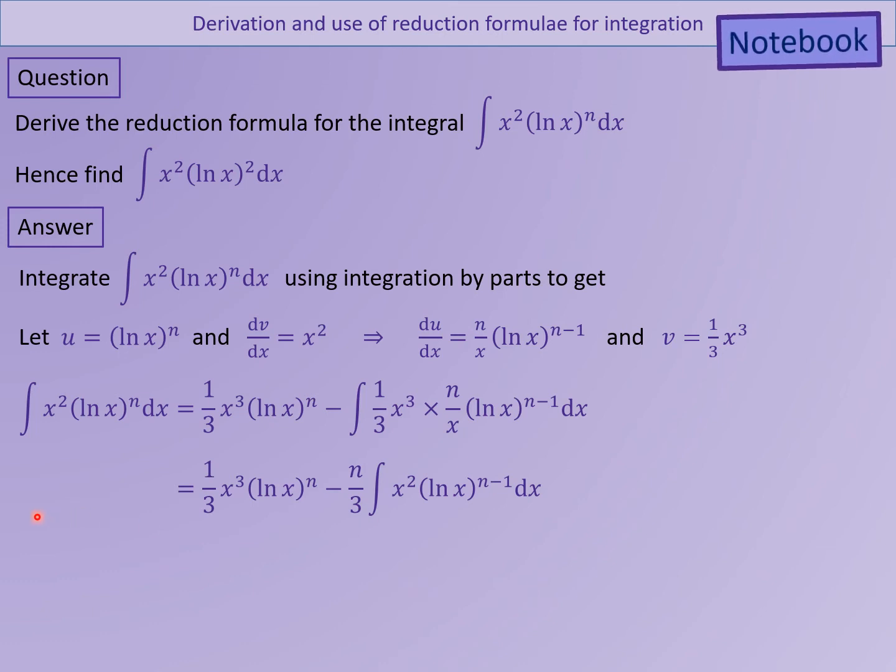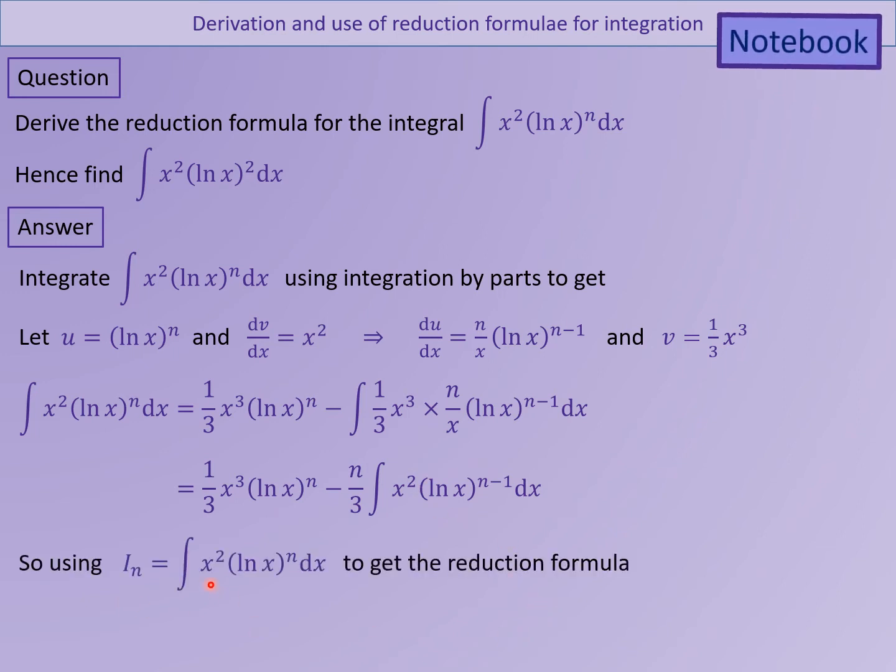Now I'm in a position to write the reduction formula because there's my original integral. So that's my I to the power n, because it's an n power there. And then this one will be an I to the n minus 1. So I can replace the I to the n for that function. And what I end up getting is the reduction formula that I wanted.